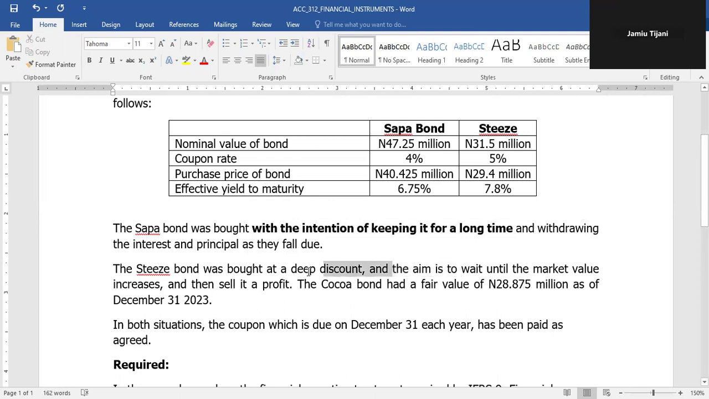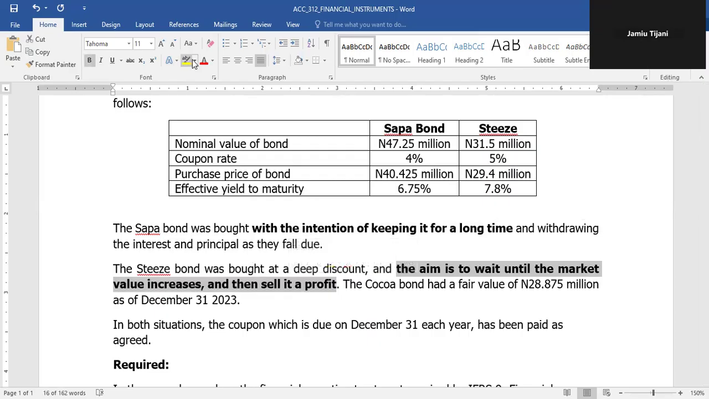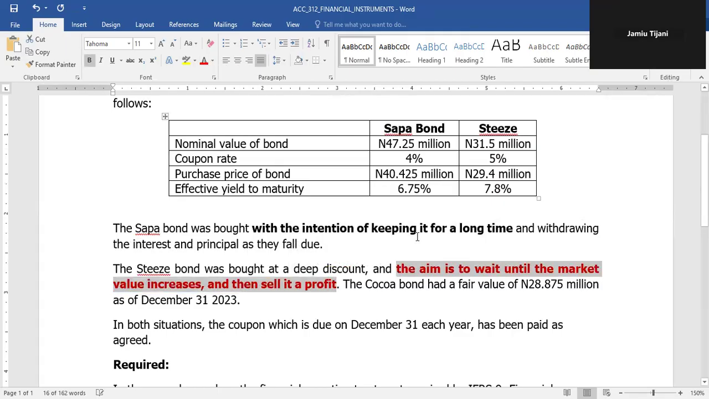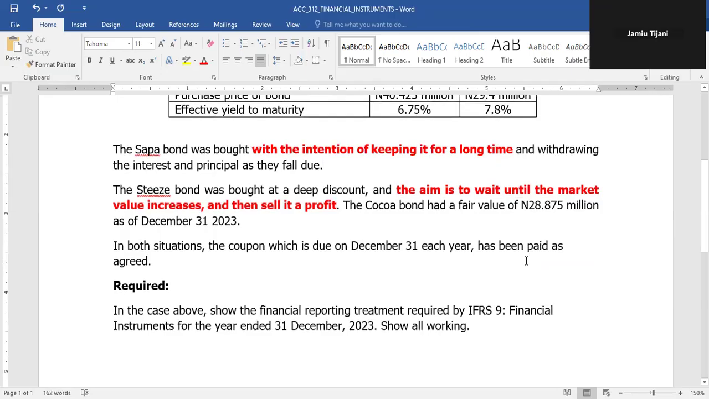till the market value increases and then sell it for a profit. I also put that one in bold. Let me color them properly so that it gives us a better focus beyond just bolding them, so that we know what to pay attention to. Sorry, it should be the Steeze bond, at a fair value of 28.875 million as of December 31st, 2023.